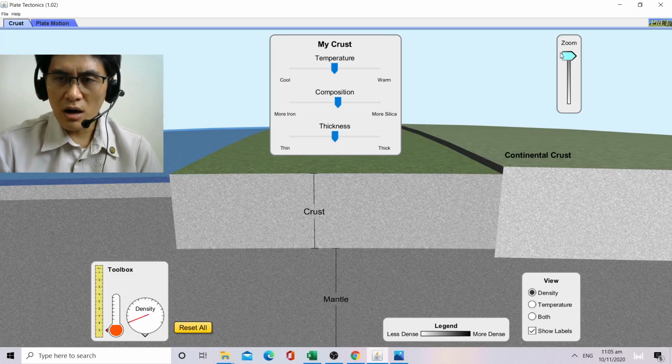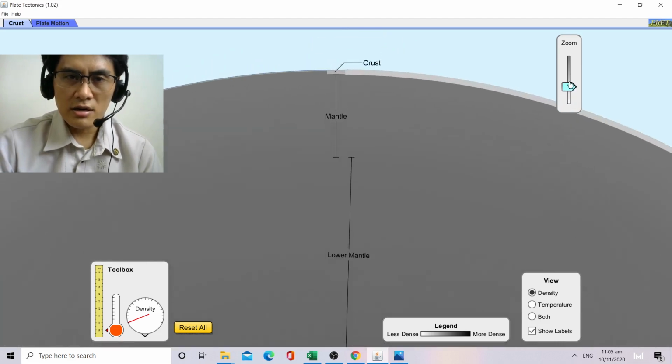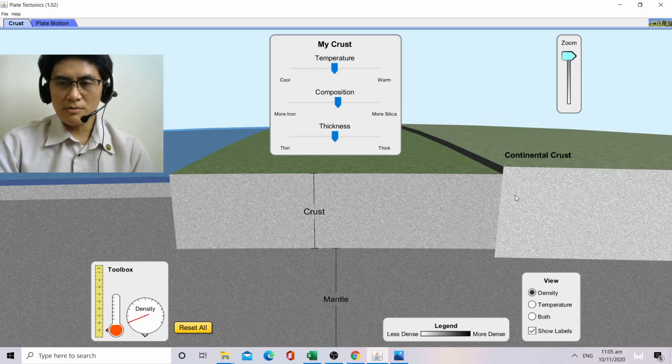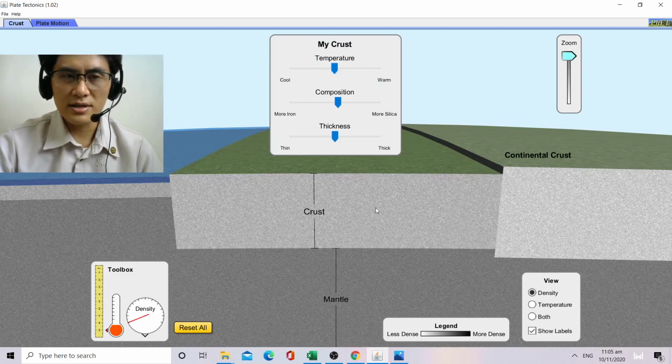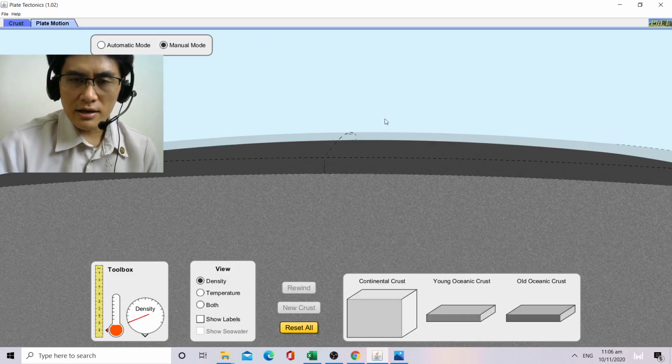So let's go back to our animation here. Aside from what I've shown you about continental and oceanic crust in terms of their characteristics, we can also look at plate motion. So here I can create a crust.